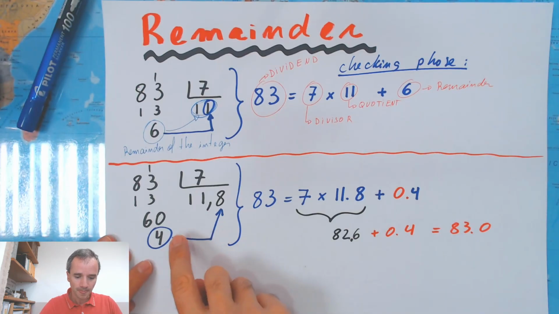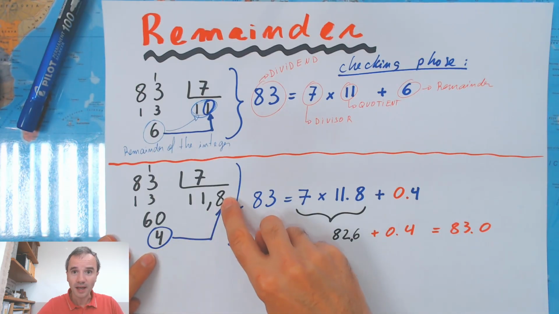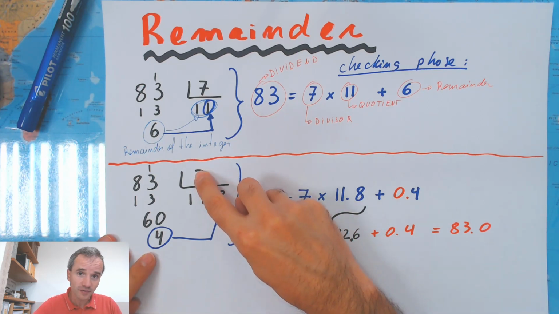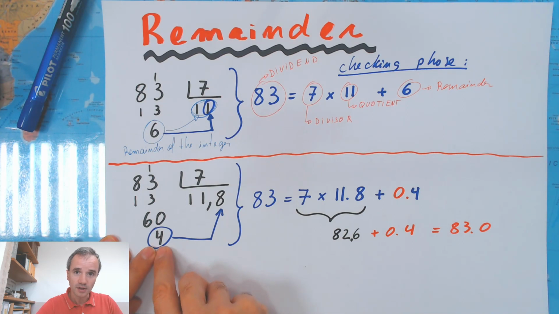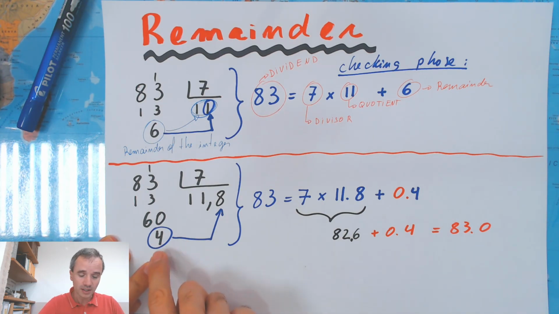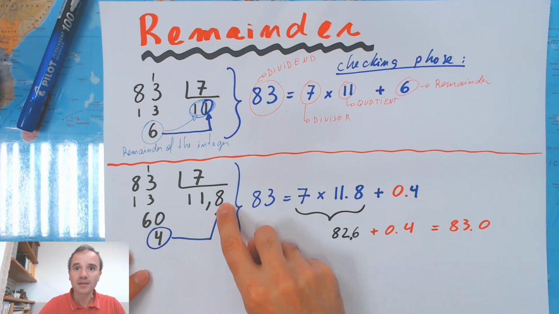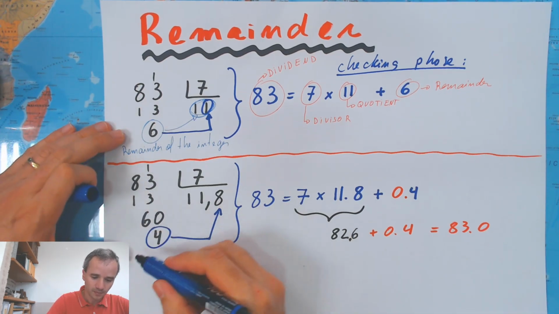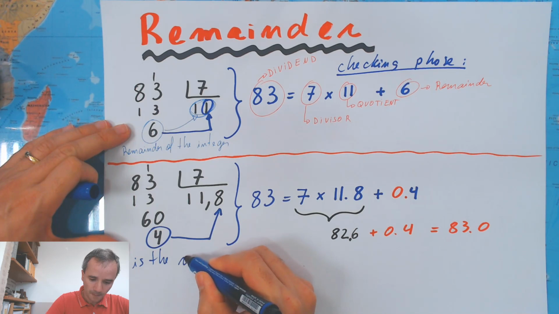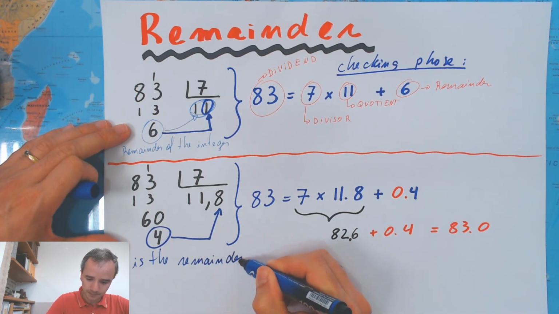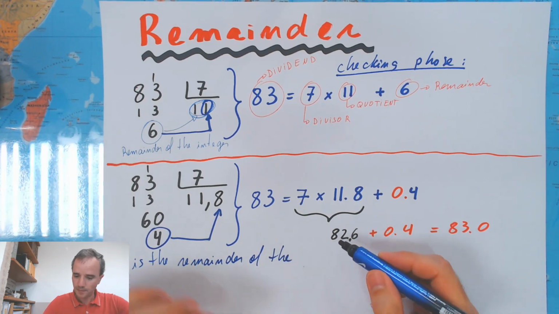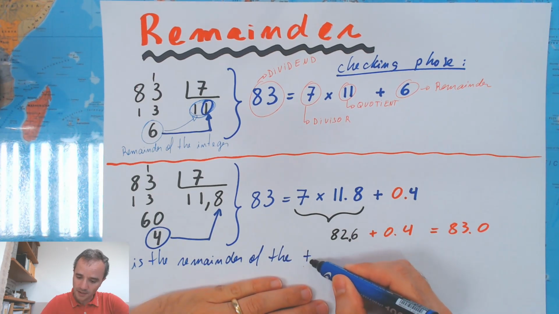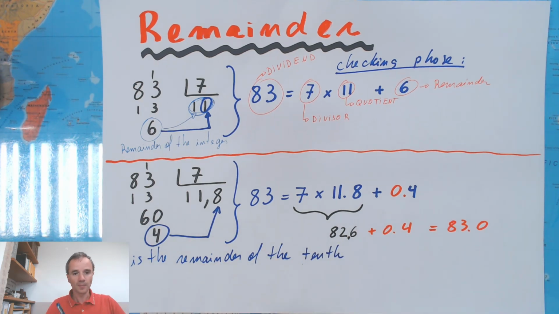Now, look in here. The 4 is a remainder of that 8, isn't it? Remember, 8 times 7, 56. 56 to 60 is 4. So the 4 is a remainder that arose from that 8 in the first place. So the 4 is the remainder of the 10th. Agree?